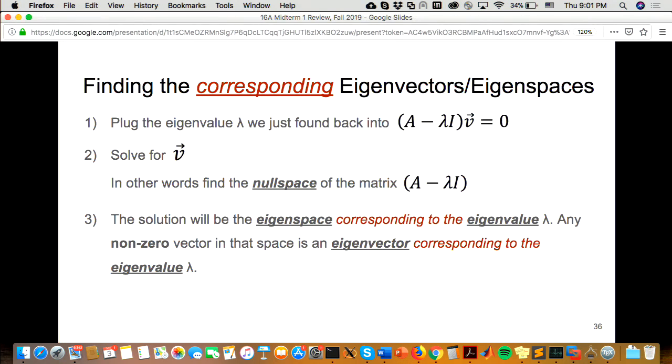Okay? Now, after you find this solution, any non-zero vector in that eigenspace is an eigenvector that corresponds to the eigenvalue lambda. These things go in pairs. Eigenvalue with a corresponding space, and any vector from that space is an eigenvector that corresponds to the specific lambda. Lambda 1 with space 1 and vector v1, lambda 2 with space 2 and vector v2. Okay?